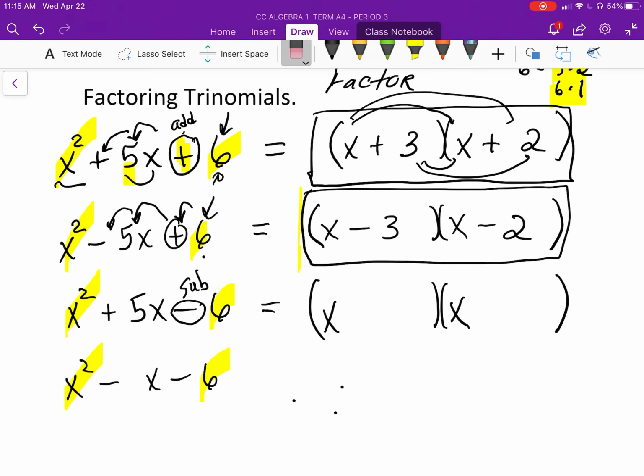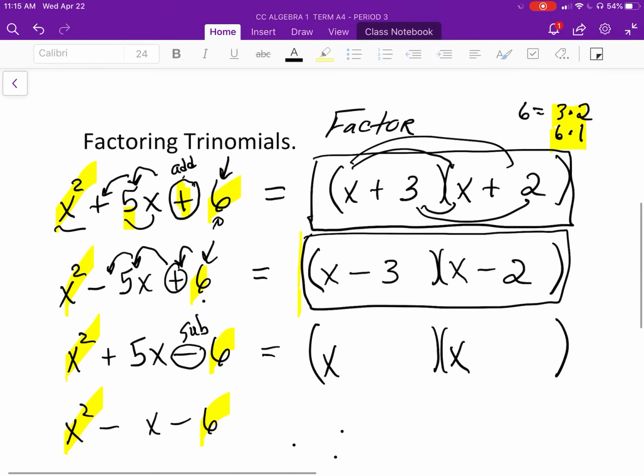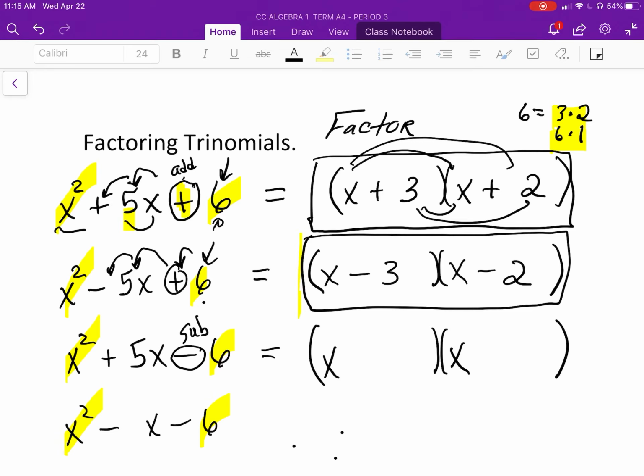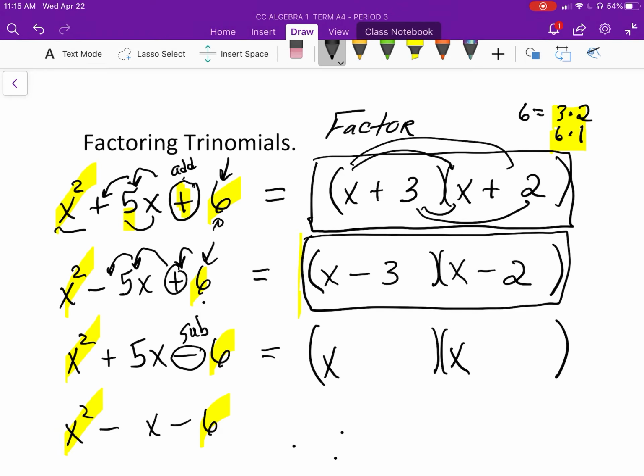Well, if we look up here, we're not going to use the same 3 and 2 that we used before. Now we're going to use the 6 and the 1 because 6 and 1 also subtract to give me 5. So to subtract to get positive 5, we're going to use positive 6 and negative 1. Now notice what happens when you multiply this out. The 6 times negative 1 is going to give us negative 6 at the end, and we end up with 6 take away 1. 6 take away 1 gives me 5.